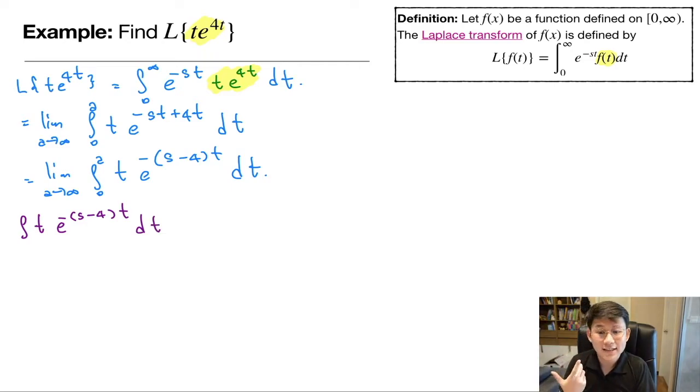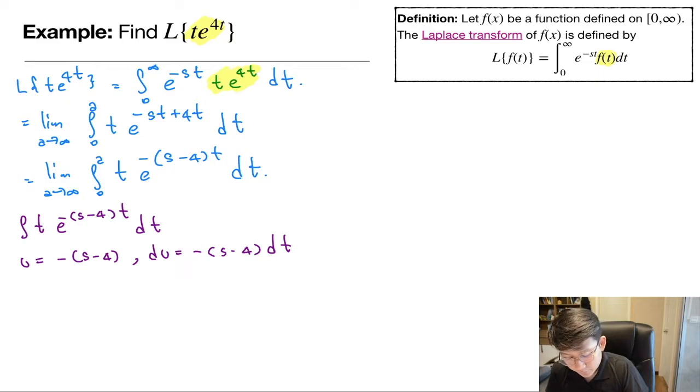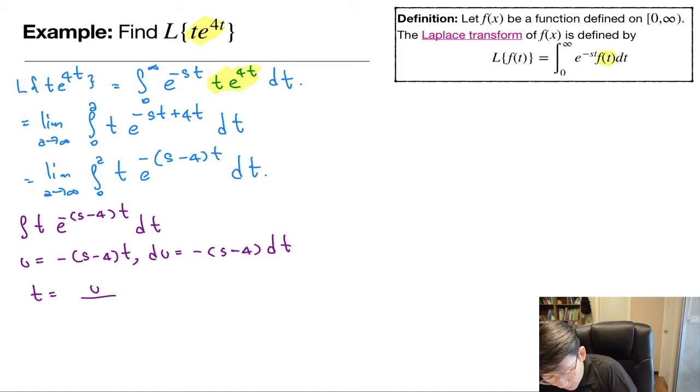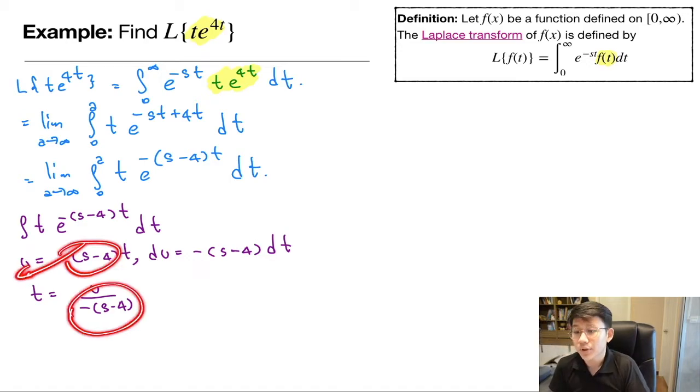And then I let u be minus s minus 4 t. So we have that du is actually minus s minus 4 dt, right? Oh, I have t as well here. So du is minus s minus 4 dt, and t is actually u divided by minus s minus 4. Okay, just push this guy down here, so we get that.